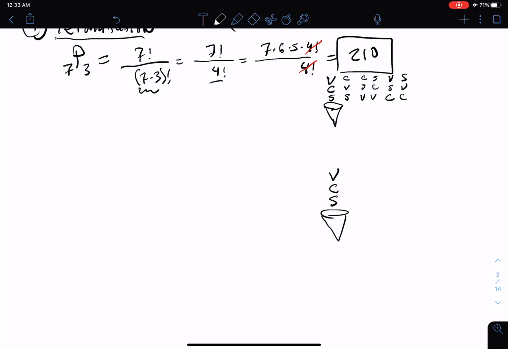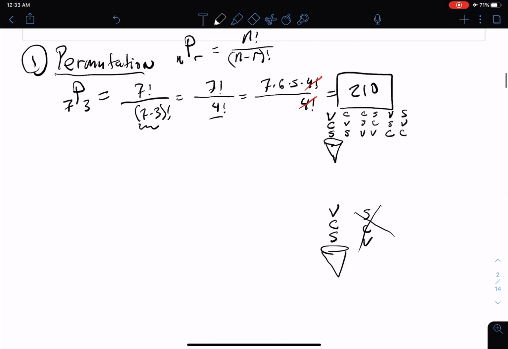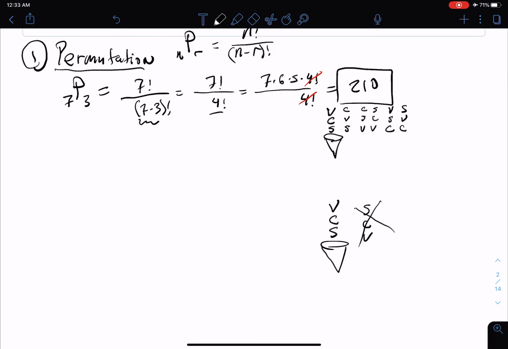If someone said, well, wait, isn't a strawberry, chocolate, vanilla, isn't that different? Not in the world of combinations, that's not different. We would not count that. So notice the reason why combinations are always going to be smaller is because we're counting vanilla, chocolate, strawberry as just one arrangement, whereas with permutations, we're counting that as 6 different ways of arranging, right?